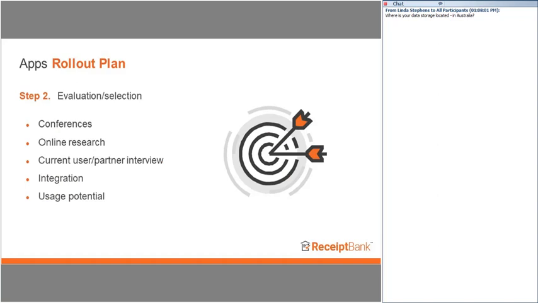From there, you can start to evaluate and select the changes or the technologies that you want to implement. So I mentioned a few conferences before, simple online research, user partner interviews, going through other apps that are integrated with things you're already using. But ultimately, I think it comes back to what I said earlier around thinking about the problem you're solving, researching around that, and making sure the app is actually feeding in to that particular problem that you're trying to solve.